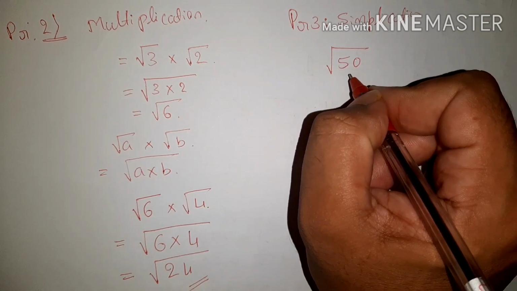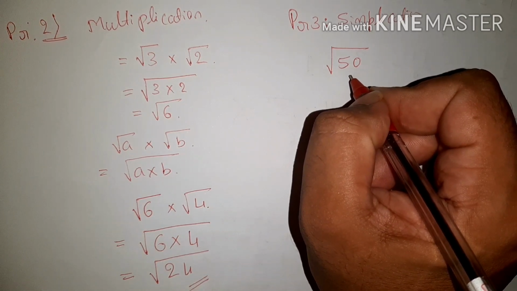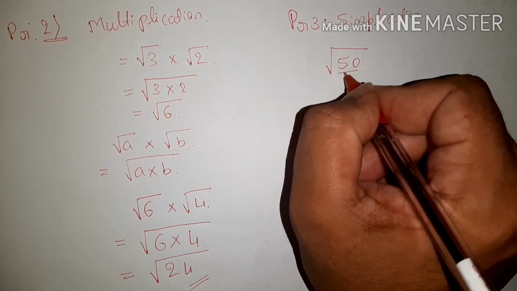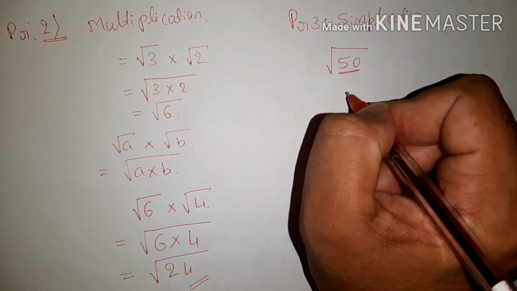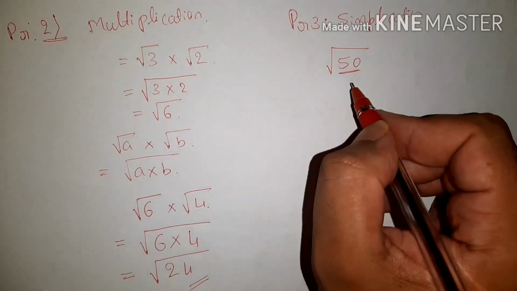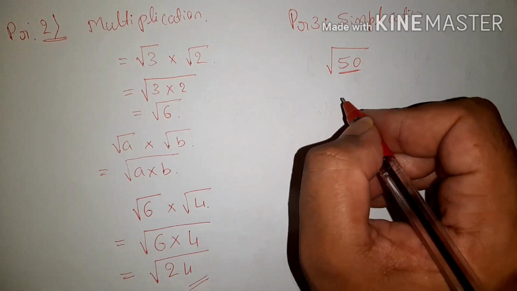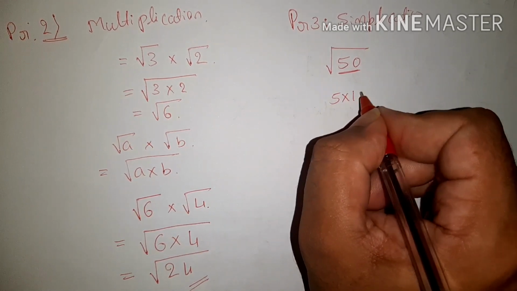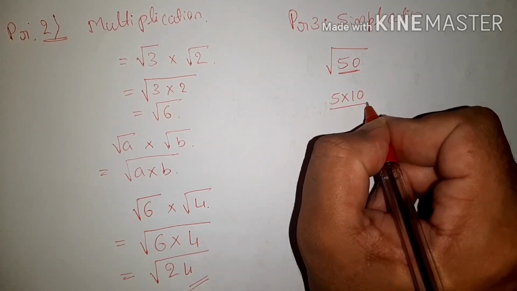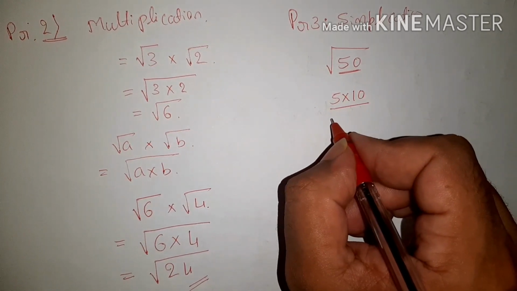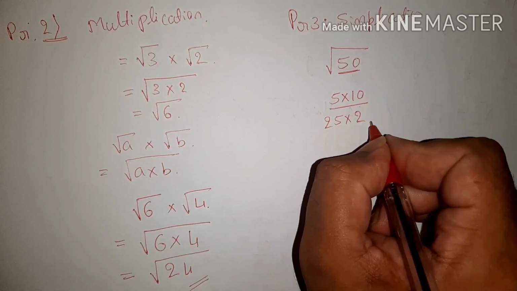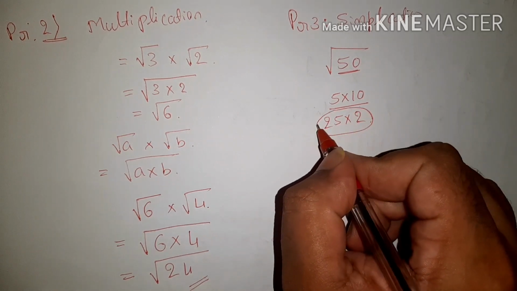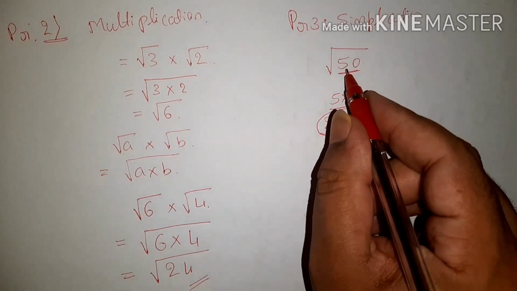If square root of 50 is given, can I keep it like this itself or should I simplify? I should simplify. I should break this 50 into factors. There are two methods of breaking this into factors. First one is that I can break it as 5 into 10. I can also break it as 25 into 2. But I'll choose 25 into 2 as the factors of 50.